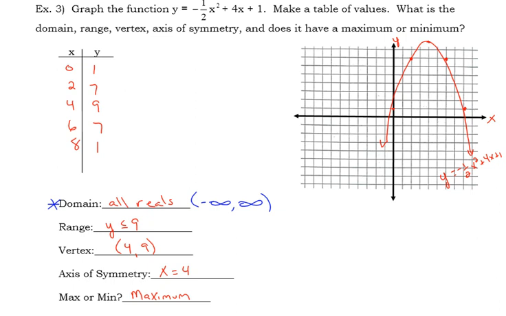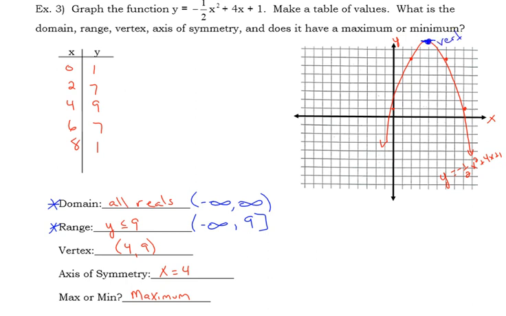If you look at this parabola, it has a maximum point of 9, and it goes forever down. So that means that the y's have to be less than or equal to 9. If we wanted to write that in interval notation, we have negative infinity up to positive 9, and we can include positive 9. Remember, the vertex is the point that the parabola begins to turn.